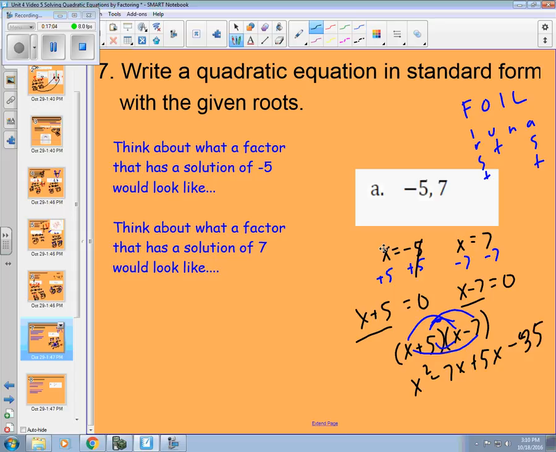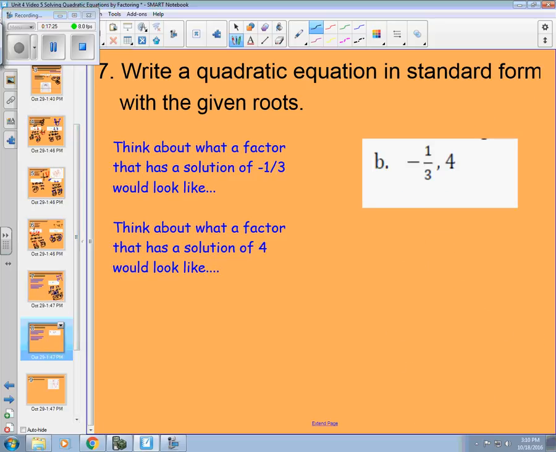Now we want to add any like terms together. These middle ones are like terms, and so the quadratic equation that came from this is x squared minus 2x minus 35. That would be the quadratic equation in standard form that would have these two roots.